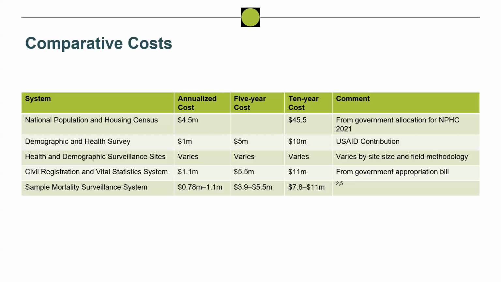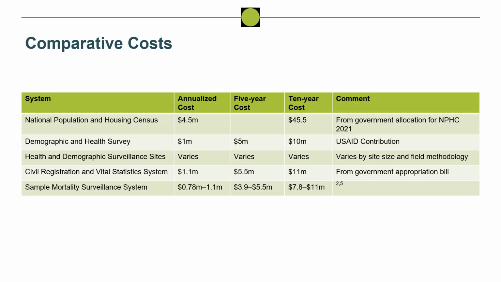Look at a CRVS. Running a CRVS from our government appropriation bill, like what we see every year, we're spending close to 11 million as a country over a period of 10 years. If we implement an SRS, our annual cost would be in the region of 0.7 to 1.1 million if we use the Mozambique example. Over a 5-year period, we're moving towards 5.5 million, and over a 10-year period, about 11 million.